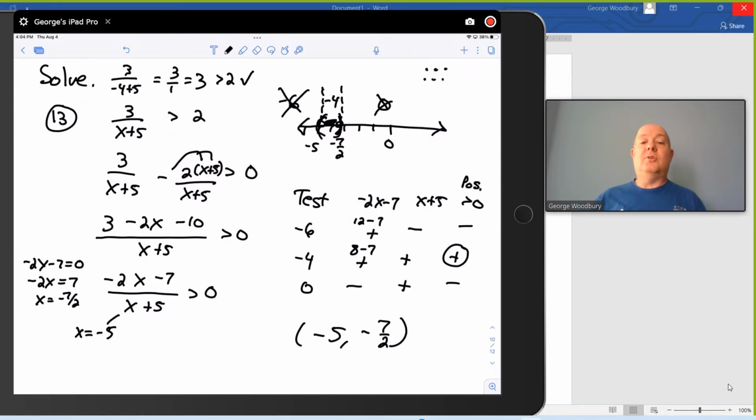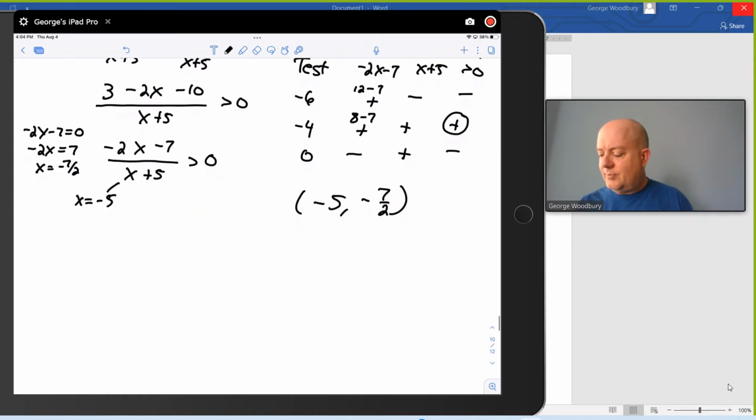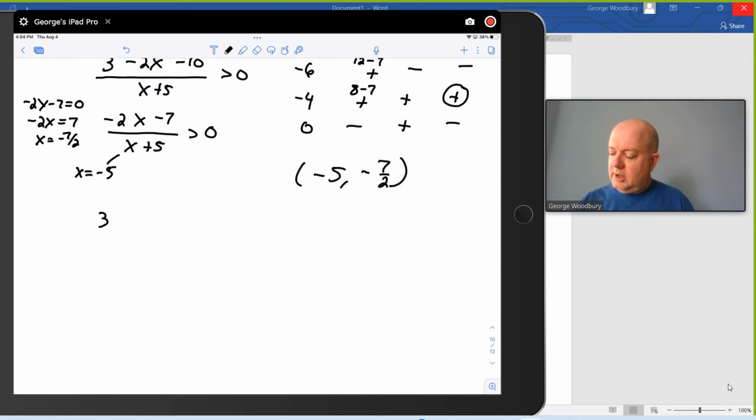If we had substituted 0, we would have had 3/5. That's not greater than 2. If we had put in -6, we would have had 3 over -1, -3, not greater than 2. So you could have also gone back to the original inequality and checked them there. Let me show you. Let me write all of that out. So again, we had 3 over x plus 5 greater than 2.